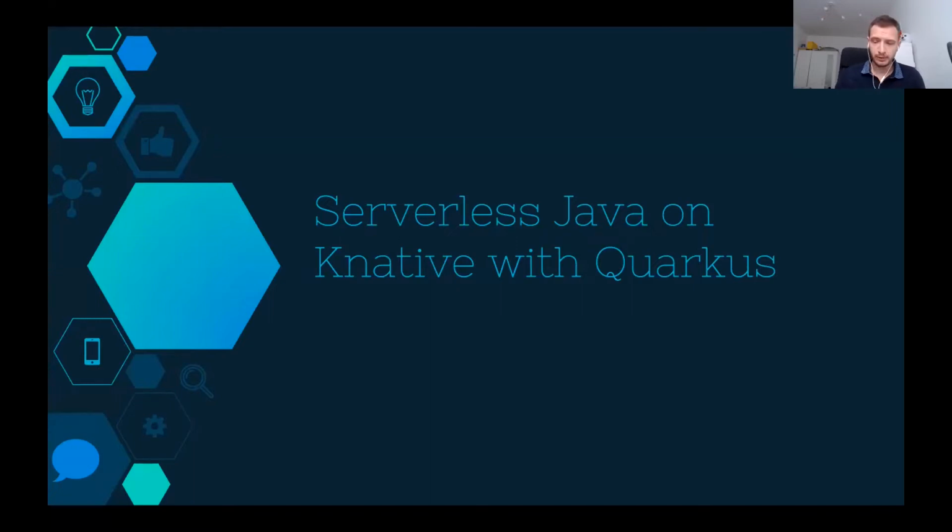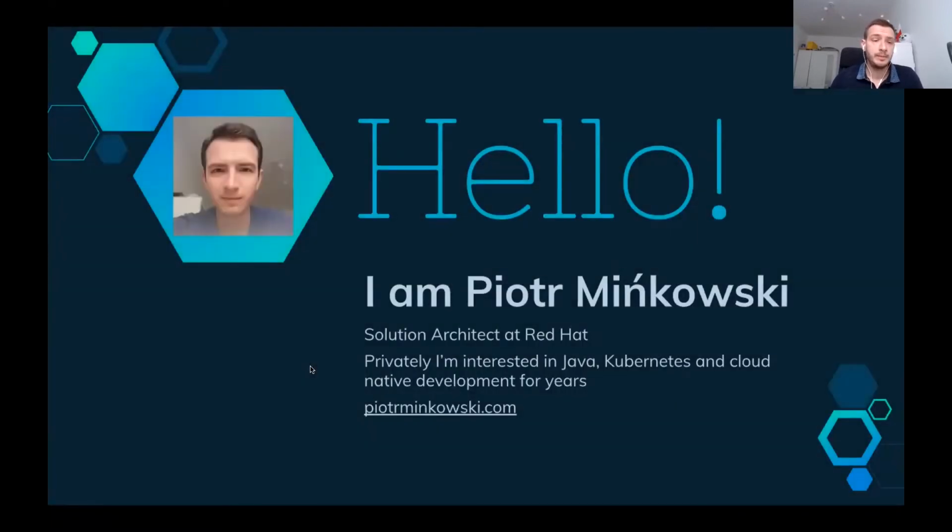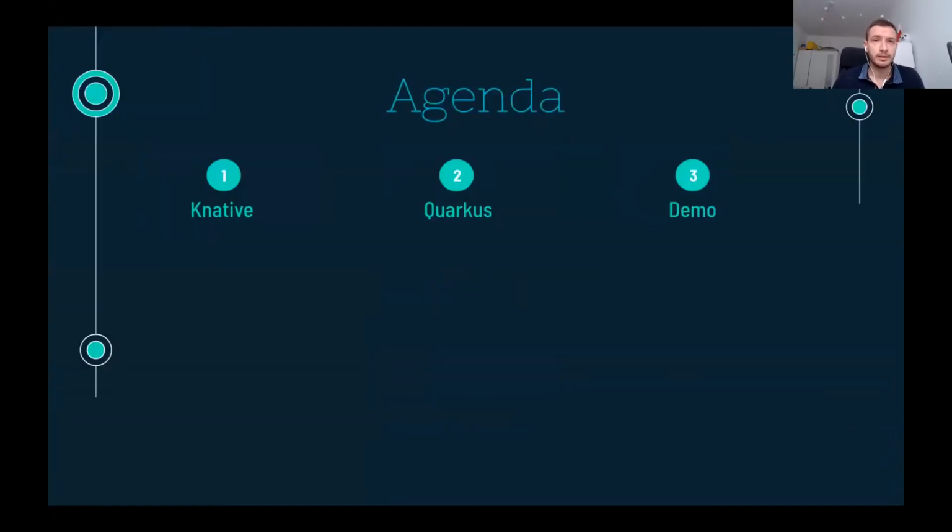Okay, so before we start, some words about me. My name is Piotr Mińkowski. Currently, I'm working as a solution architect at Red Hat. Privately, I've been interested in Java, Kubernetes, and cloud native development for years. I'm writing about it on my blog, PiotrMinkowski.com. Okay. So today we'll talk about very promising technologies like Knative, Quarkus, and Kafka.